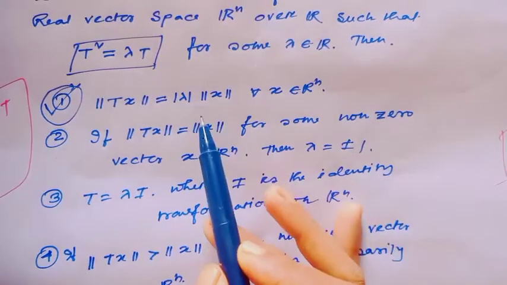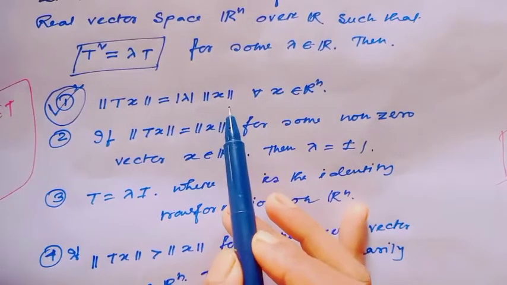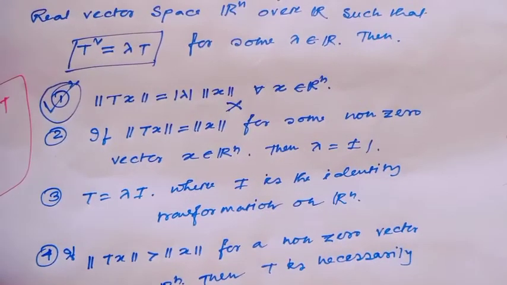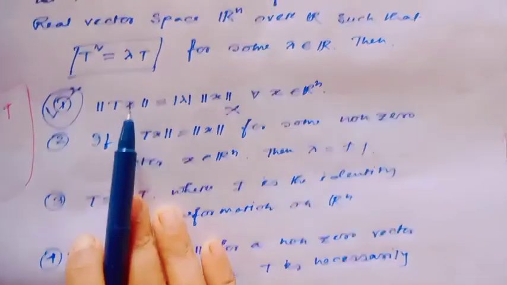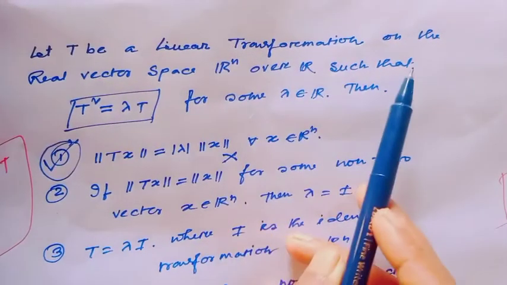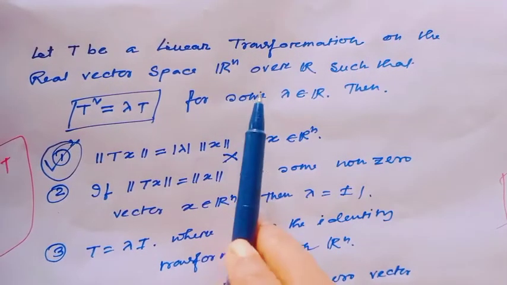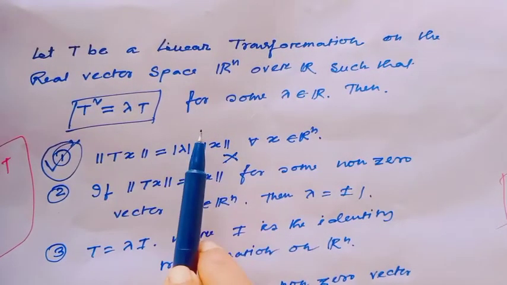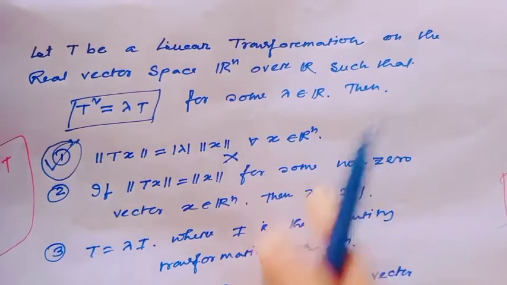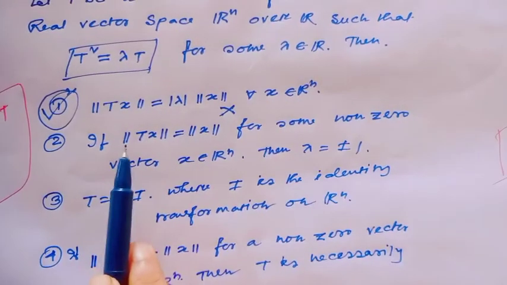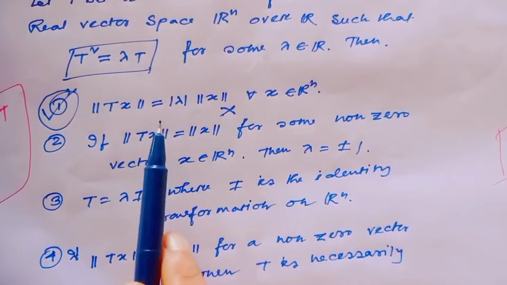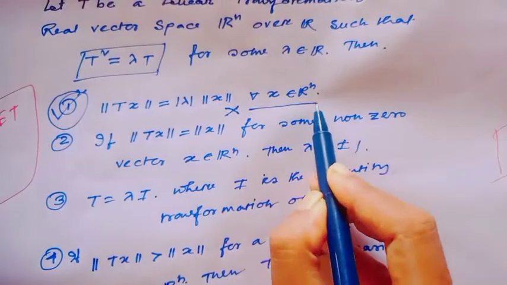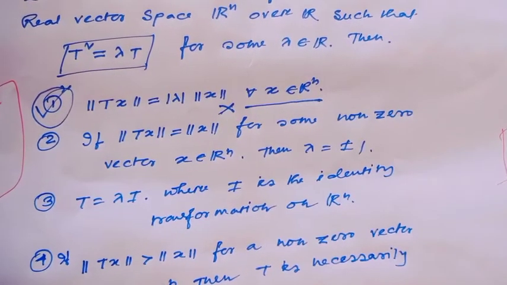Since he has a doubt in this option, I will discuss this option. See the option. Here T is a linear transformation on the real vector space Rn over R such that T square equals lambda T, for some lambda belongs to R. Then we have to prove norm Tx equals absolute value of lambda times norm x, and this is true for all x belongs to Rn. We have to prove this line.